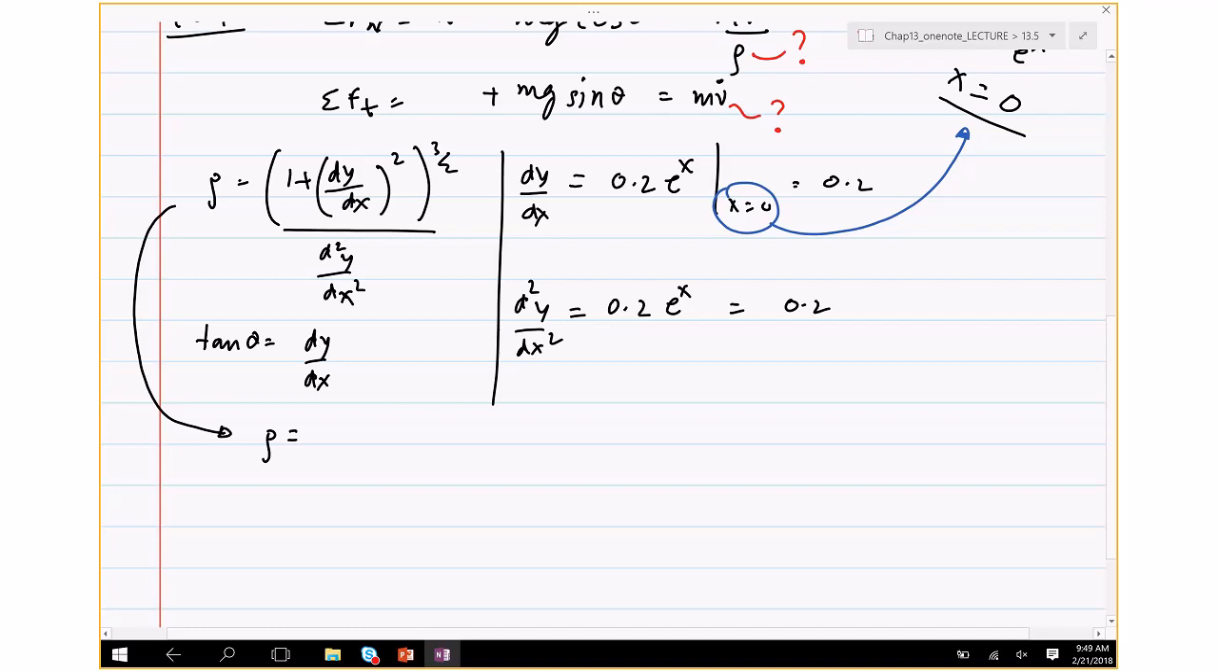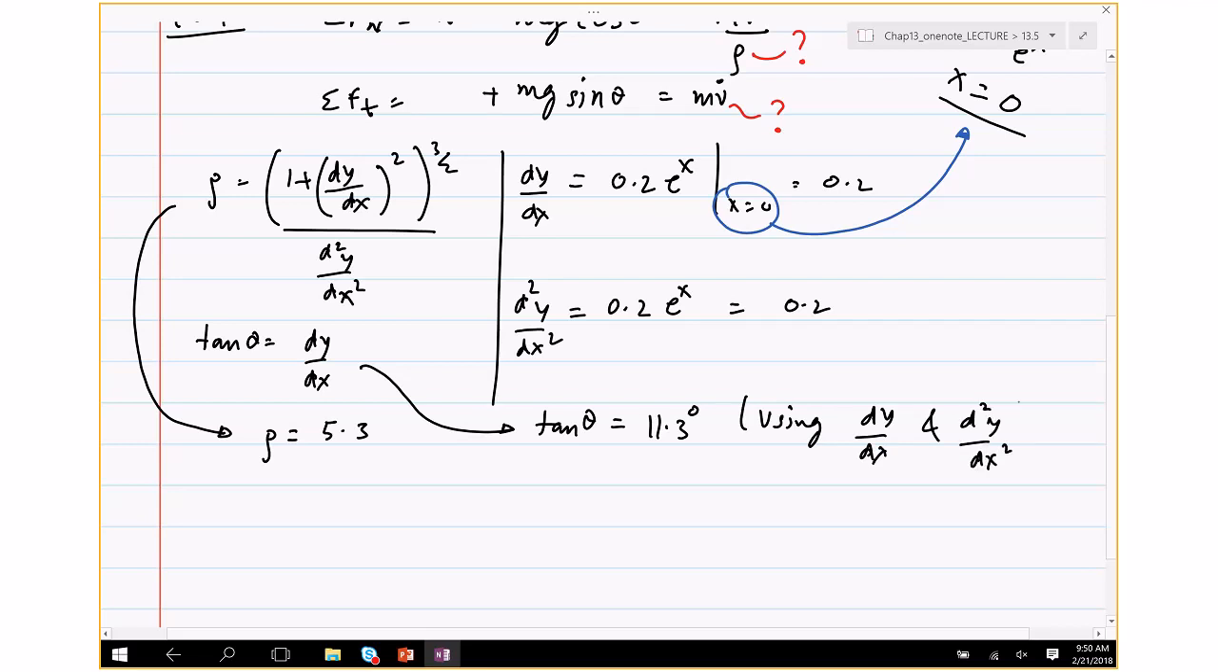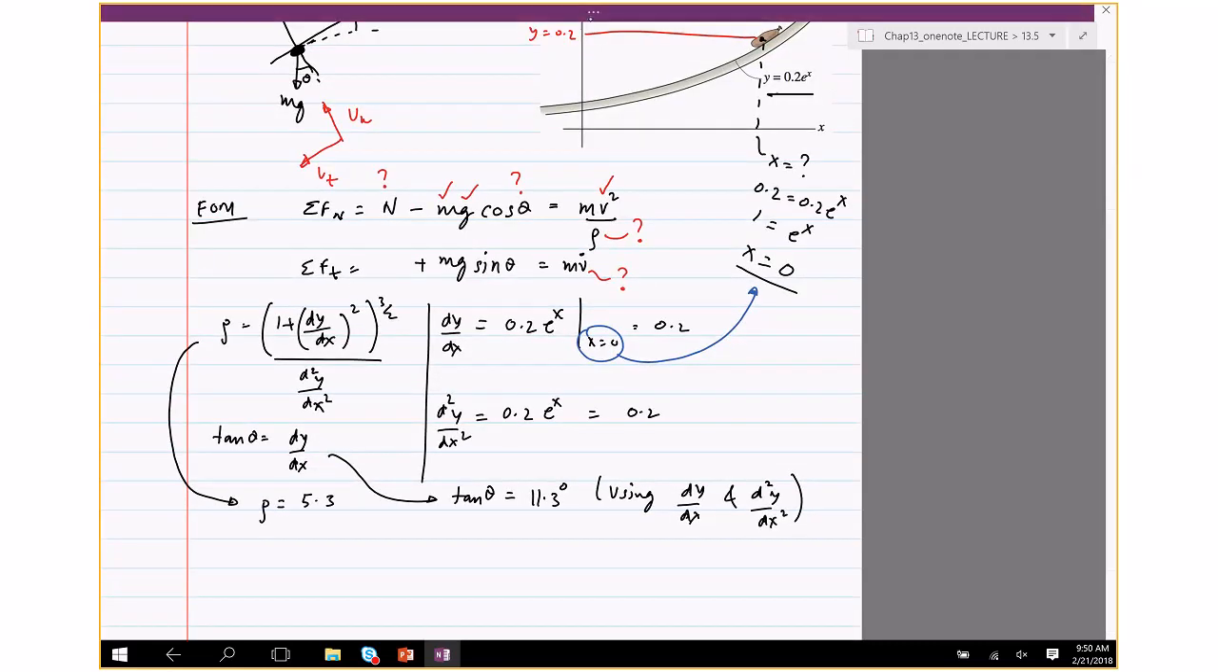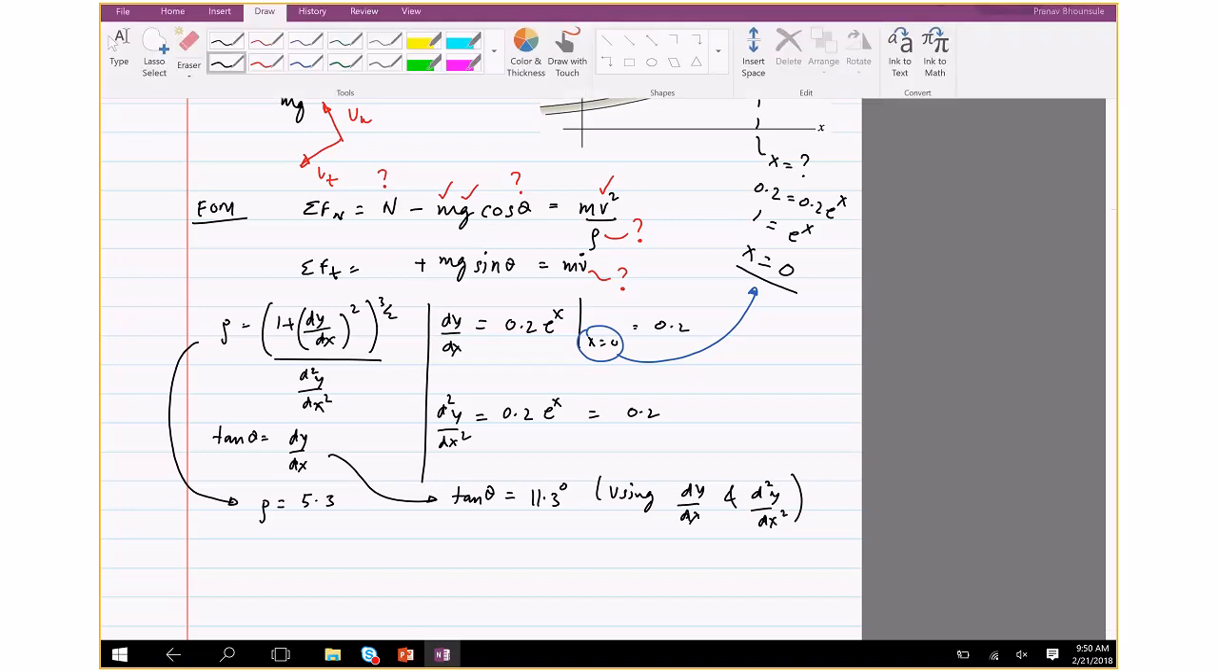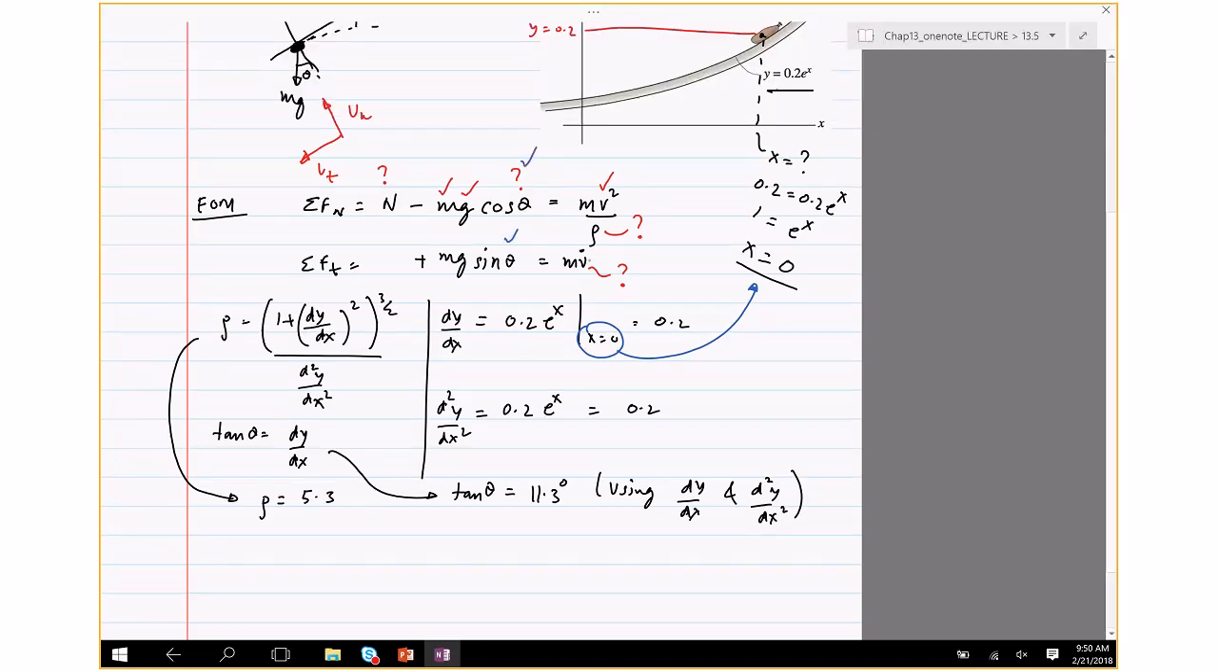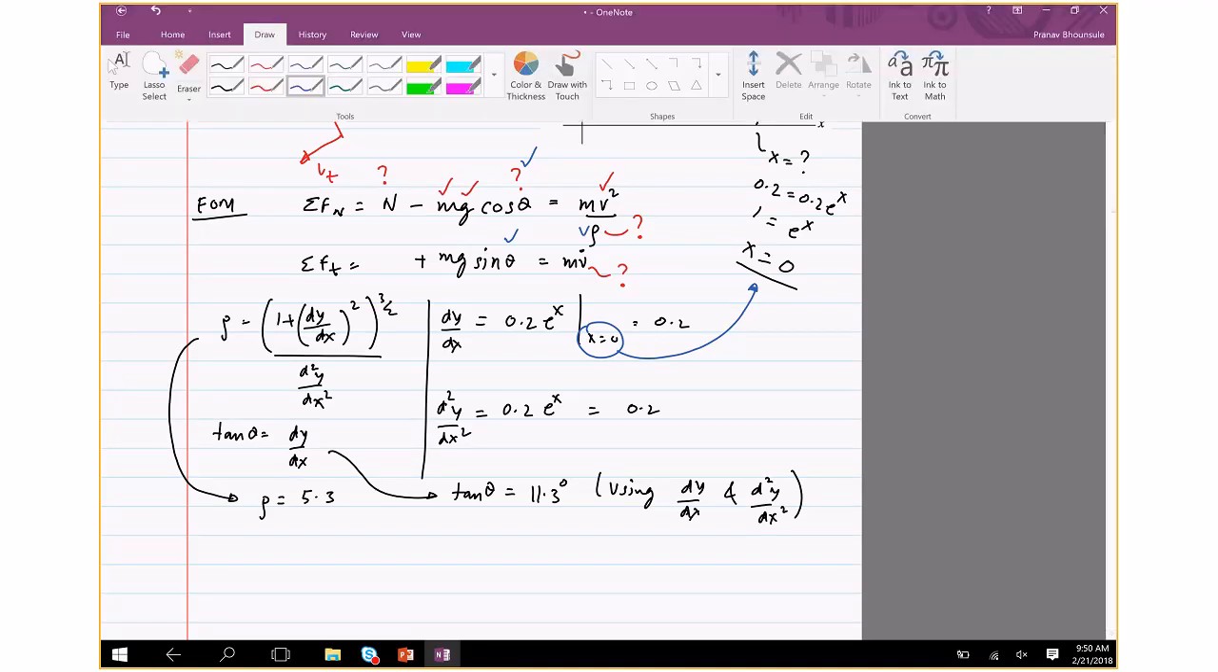Rho comes out to be 5.3, and tan theta comes out to be 11.3 degrees. This is using dy/dx and d squared y by dx squared. Okay, so now we know this, we know this, and we know this, so we can solve for N and v dot.